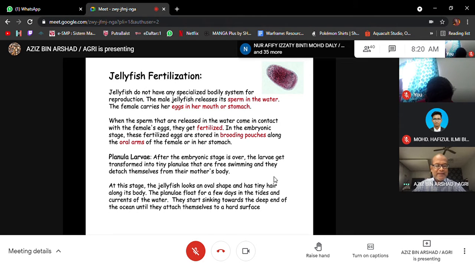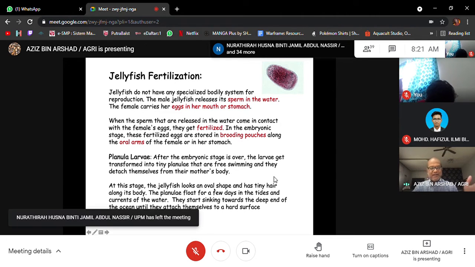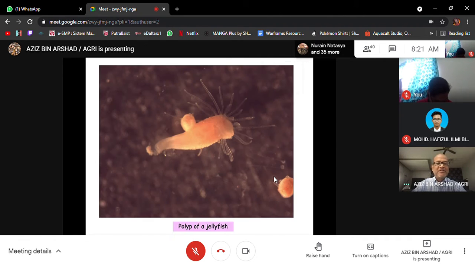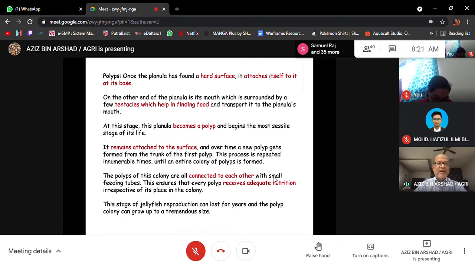So at the point of development, you'll see that planula will be released from their mother body, and at this stage, the jellyfish look like an oval shape with tiny heads. The planula float for a few days and then start sinking down, and when they find a suitable hard surface, later on you will find that planula will grow as polyps.